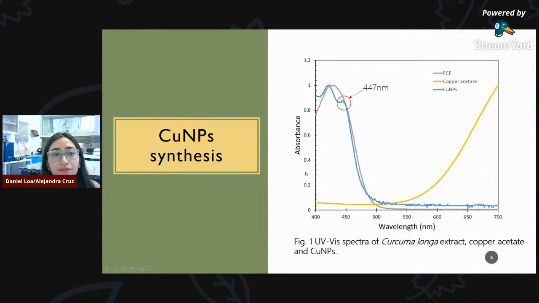So here, this would be the first part of our results, and these are about the synthesis of copper nanoparticles. As you can see here, in yellow, you will see copper acetate, which was our precursor material, and in gray, you will see the extract that we used. The blue band is the one showing us the presence of surface plasmon resonance, which shows a peak specifically at around 447 nanometers. So we took this as a reference of a successful synthesis of copper nanoparticles for all of the rest of the studies.